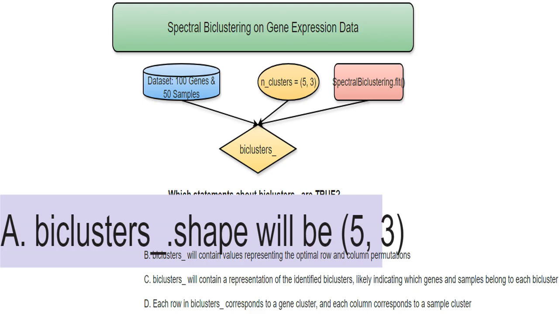This statement is correct. The biclusters attribute contains information about which genes and samples are grouped together in each bicluster. It's not just a simple count, it shows the actual membership.